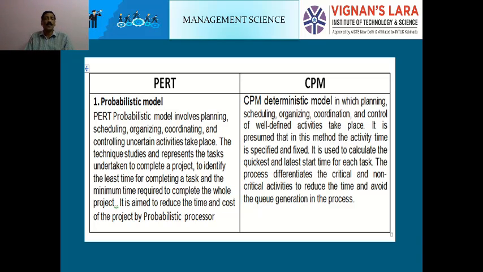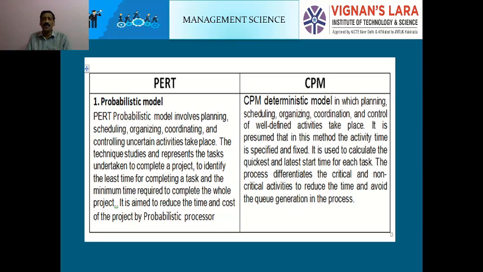This is a probabilistic model which focuses on the minimum and least time to complete each and every task. At the same time, CPM is a deterministic model. That means all activities take place, and it is pursued that each and every activity has its own length. That means the deterministic largest path can be identified by the CPM method.